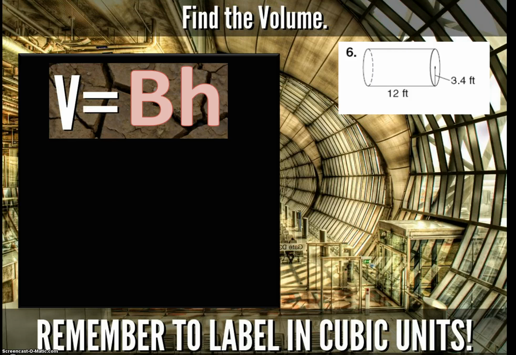This is a cylinder. It's laying on its side, so don't let that fool you. In order to have a base, it has to have two that are the same. So this is a circle. My base in this case has a different formula. To find the area of a circle, I do pi r squared.